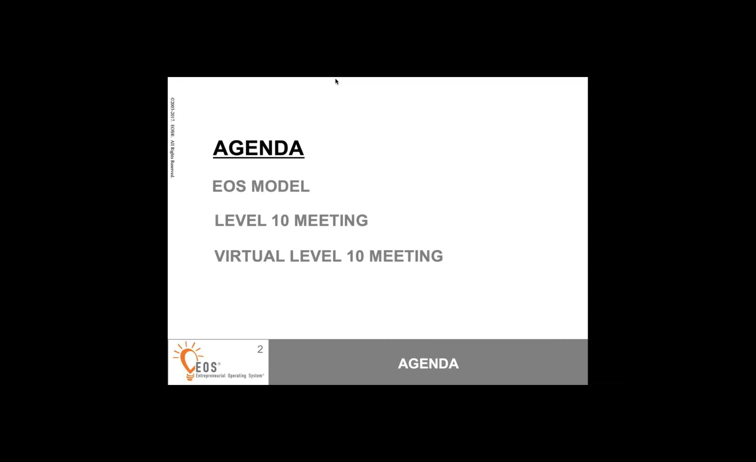Our agenda is going to be a quick review of the EOS model, and then we're going to dive in and I'm going to teach you the level 10 meeting. And then the last piece, I'm going to show you how to use that same meeting agenda in a virtual meeting. With all of us having to work virtual, it's really important that we can continue to have those effective meetings in a virtual setting.